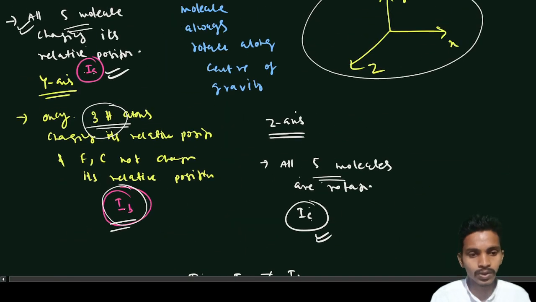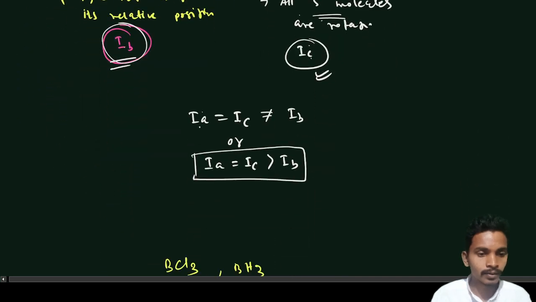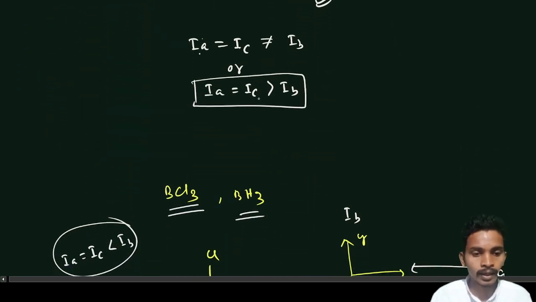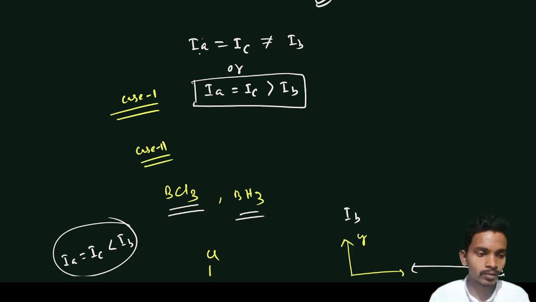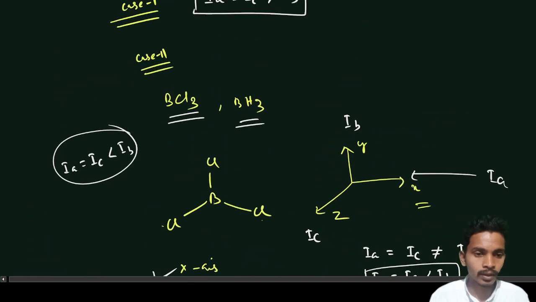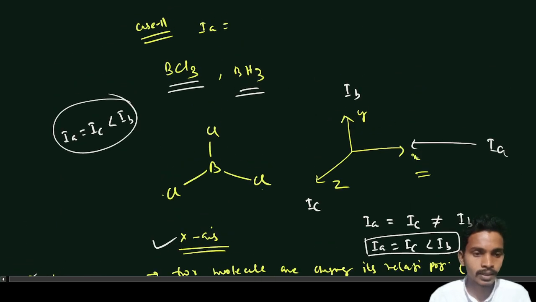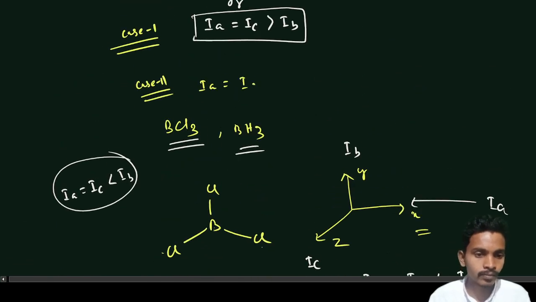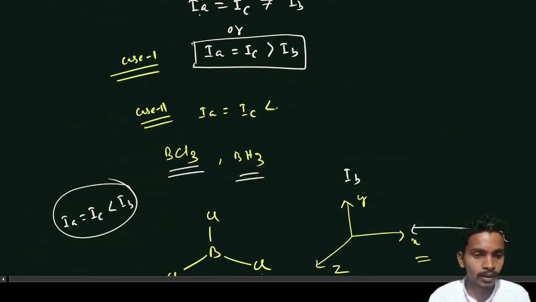And for this type of molecule like CH3F, what we found is that IA equals IC and that is greater than IB. This is case 1 we found, and case 2 we found IA equals IC and that is less than IB. So these are the two cases we found.